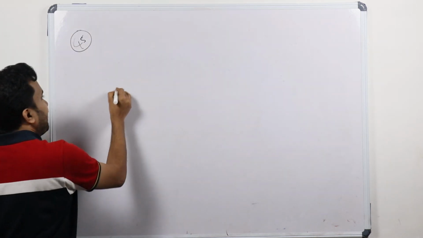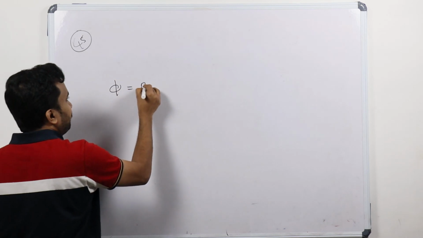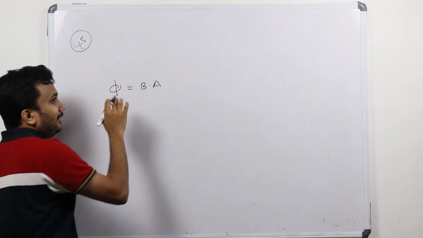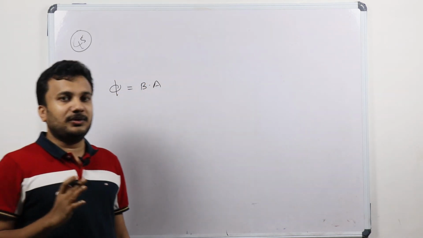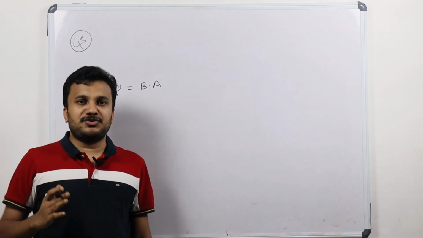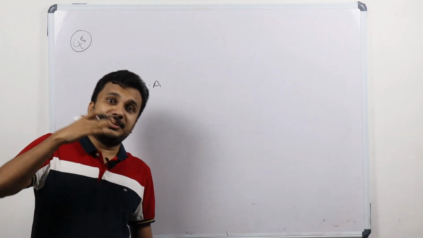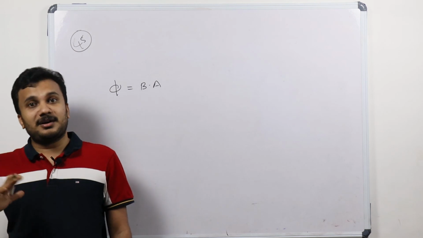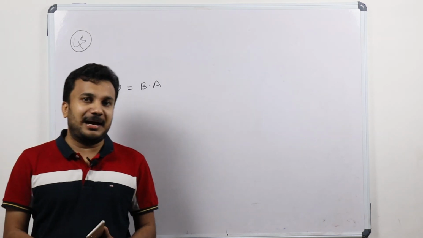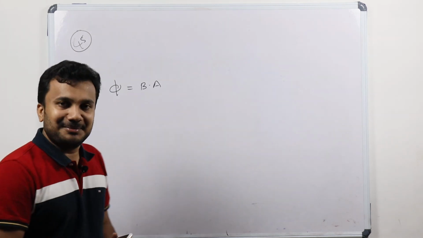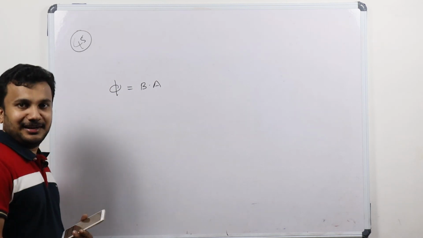Dimension formula of magnetic flux. Flux is given by the formula BA. You will learn this in second year. As I told you, the units and dimensions chapter is not supposed to be placed in first year. It should come in second year, but I don't know what happened in the syllabus formation. Somehow we have to learn and do this one.